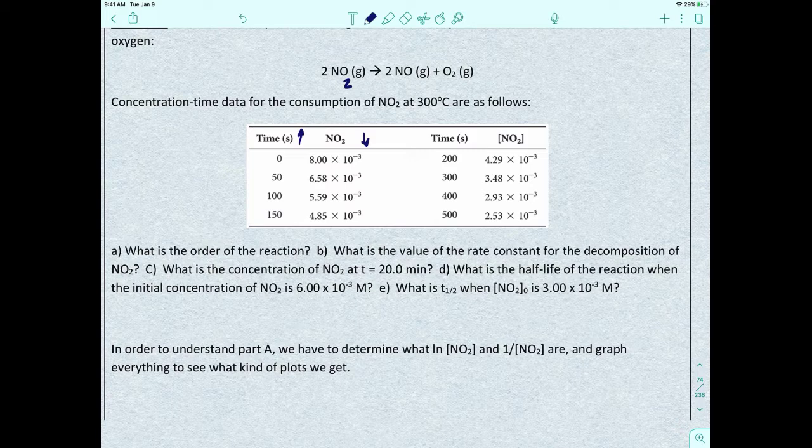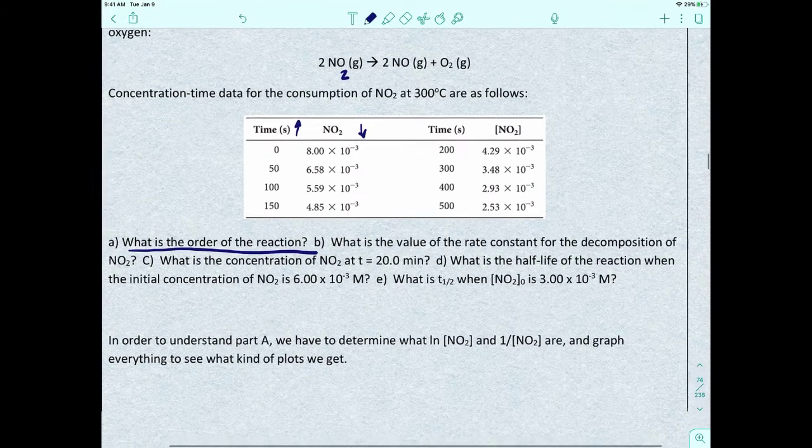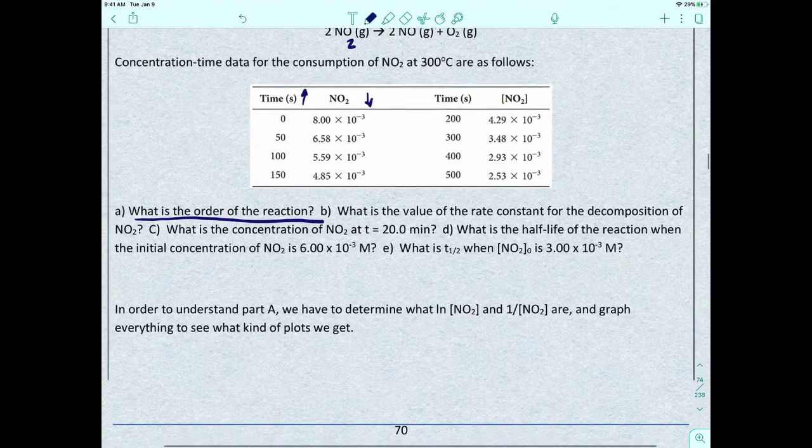All right, so we've got a lot of stuff going on. The first question is this: what is the order of the reaction? One thing we could do that could give us this information very quickly, if you have access to a computer, is create graphs that will help us ascertain what kind of reaction we've got.